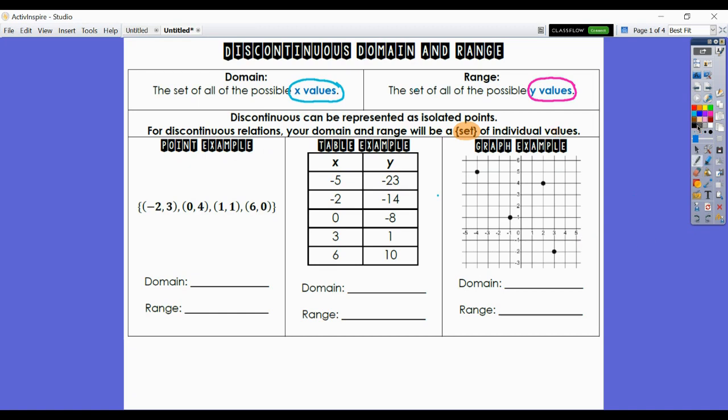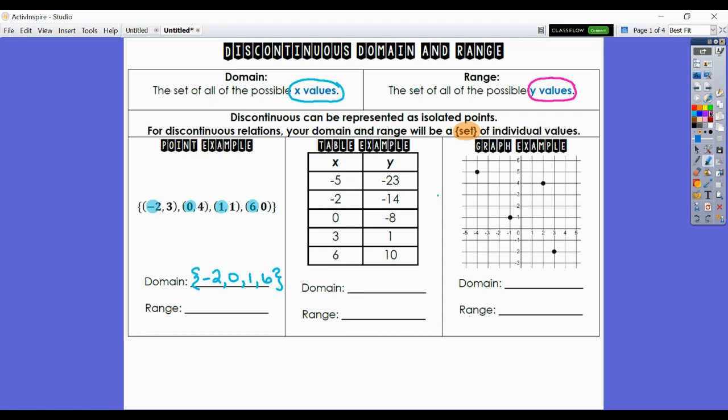We go ahead and start with the first one, and I'm going to highlight all my x values, which for points are the first values, the ones before the comma. I'm going to list them as a set, so I use that bracket to write all of them from least to greatest order. Well, -2 comes first, then 0, 1, and 6. I close my set with that bracket.